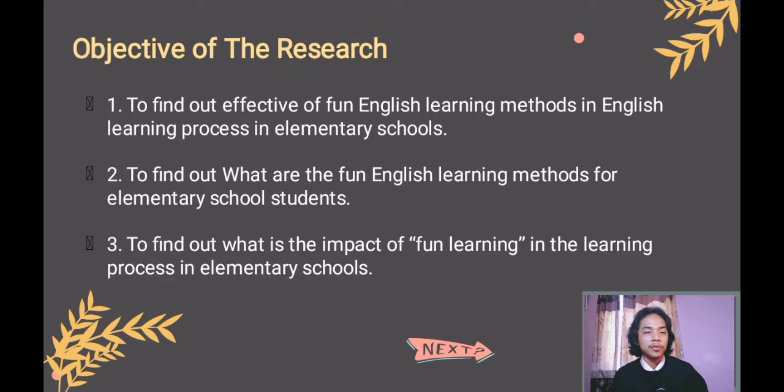Well, we move to the next topic, the objective of the research. The first one is to find out effective or fun English learning methods in the English learning process in elementary school. The next is to find out what are the fun English learning methods for elementary school students, and the last one is to find out what is the impact of fun learning in the learning process in elementary school.